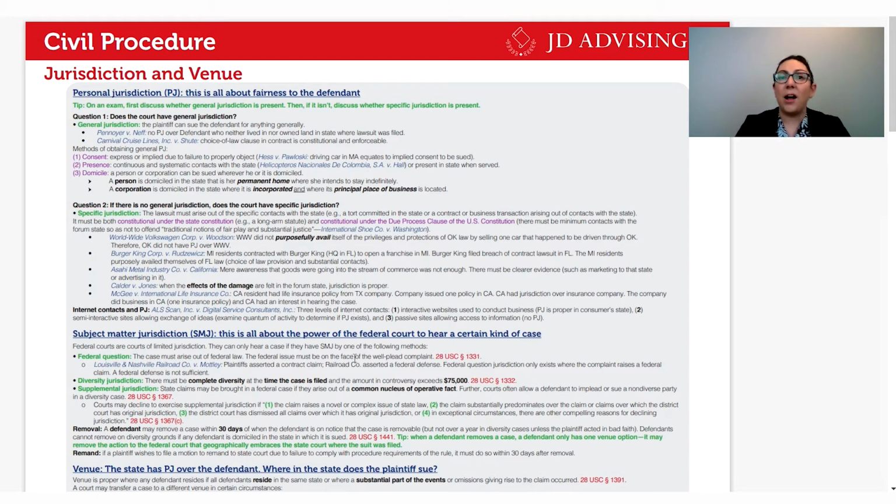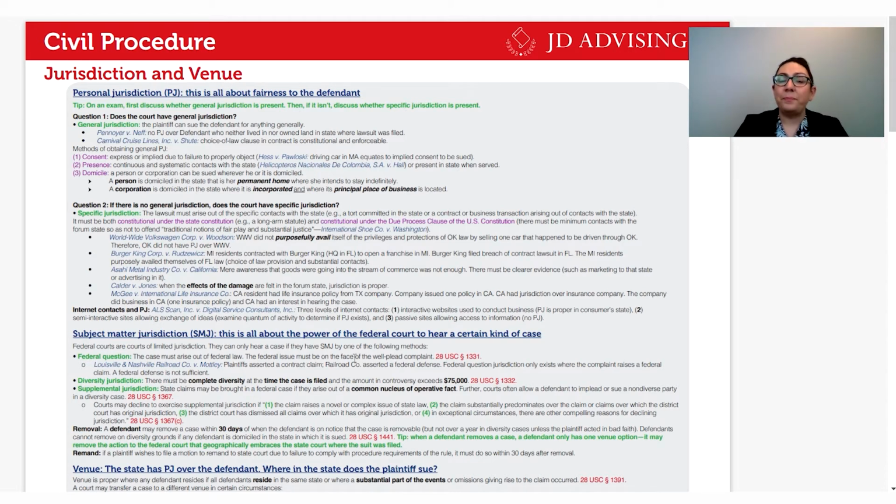So for instance, that car accident example, my contact with the state was that I got in a car and I drove the car on the Florida roads. It's fair to hold me responsible in Florida for my conduct driving my car on the road in Florida. So that would likely satisfy that minimum contacts test. And Florida would have specific personal jurisdiction over me with regard to a lawsuit arising out of a car accident.